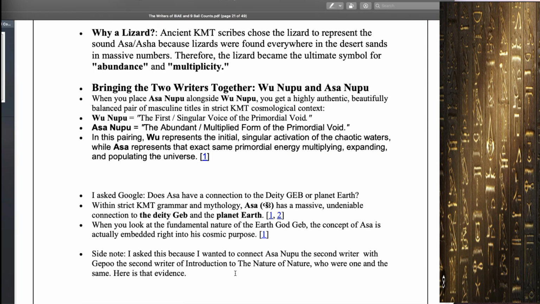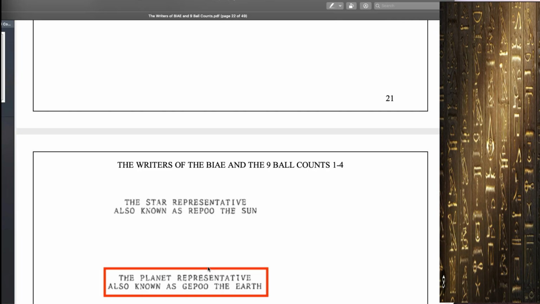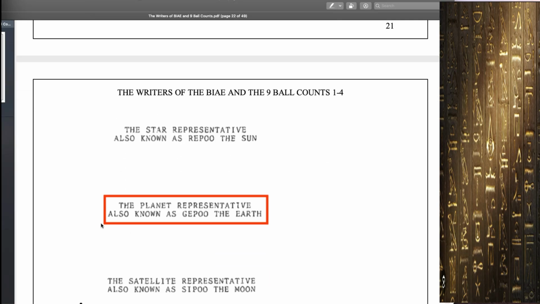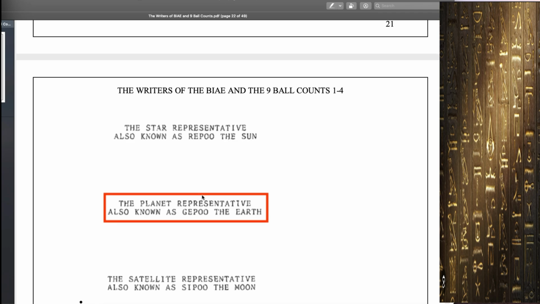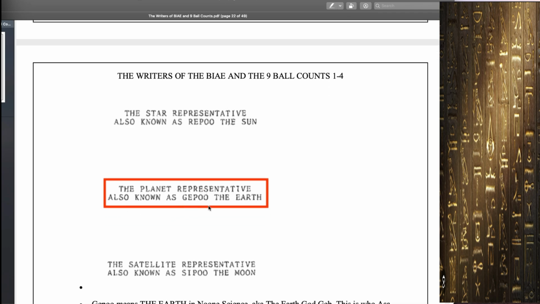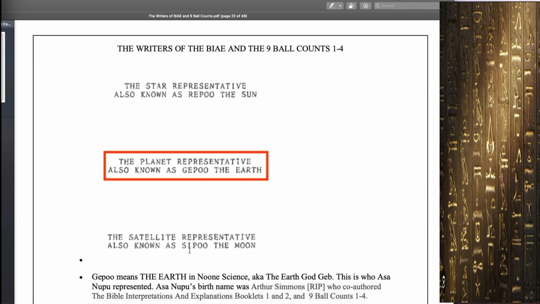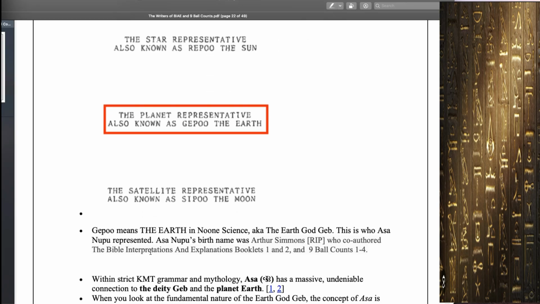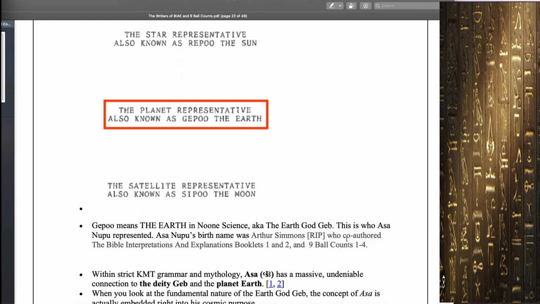Side note, I asked you because I wanted to connect Asa Nupu, the second writer, with Gipu, the second writer of Introduction to Nature, who were one and the same. Here's that evidence. So you go to the nature books and introduction, it talks about the star representative, also known as Ripu, the sun, then the planet representative, also known as Gipu, the earth, satellite representative, also known as Sipu, the moon. Gipu means the earth in Noon science, aka the earth god Geb. This is who Asa Nupu represented.